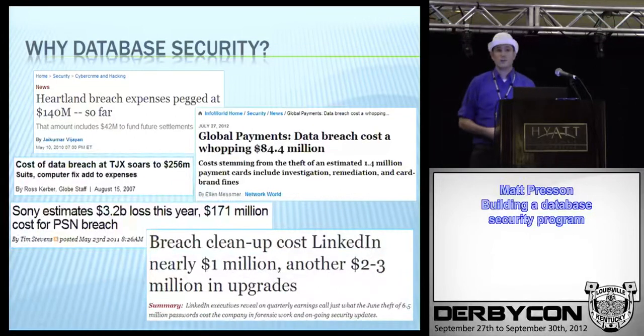LinkedIn is a really good example of this. For those that are not aware, a couple of months ago, LinkedIn lost 6.5 million user password hashes. They were unsalted SHA-1 hashes. They didn't know about it until they wound up on Pastebin. They could not answer the critical questions that they needed to answer.